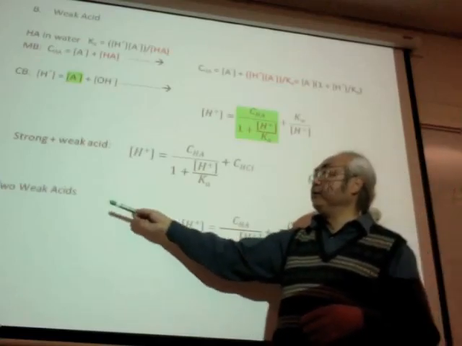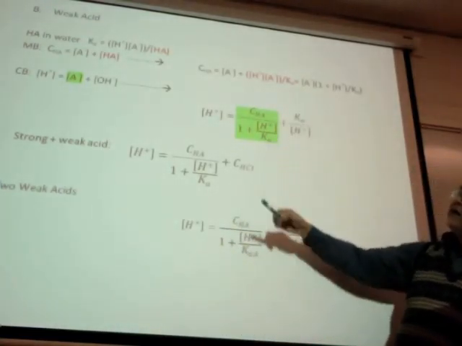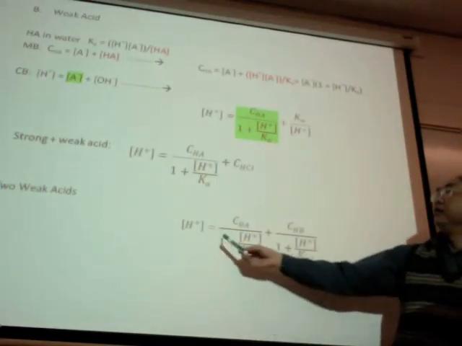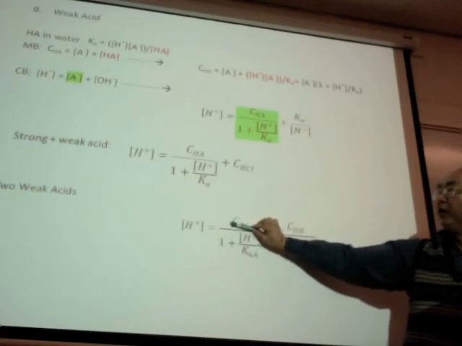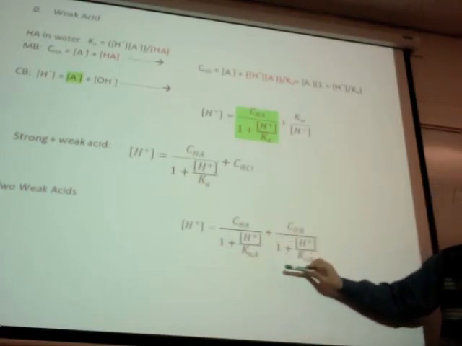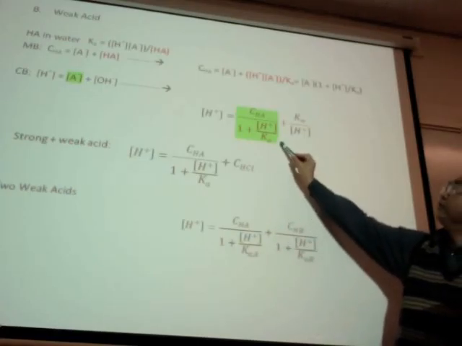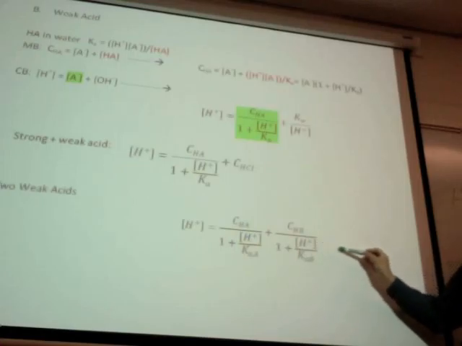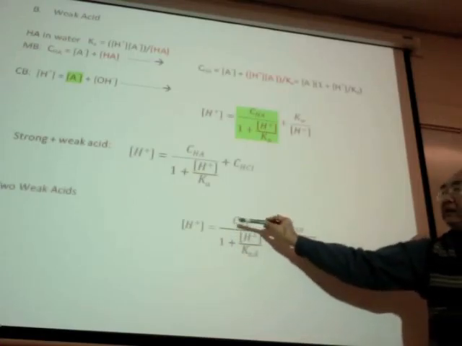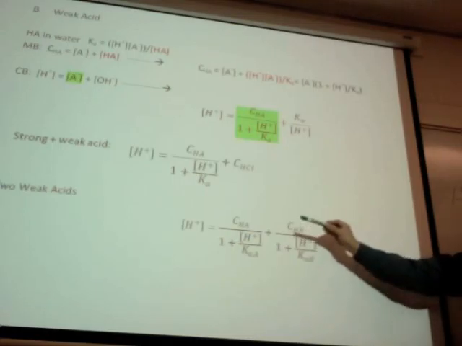Now what about if you have 2 weak acids? Then you go through a similar derivation. Then the total proton will be the contribution from 1 weak acid plus another weak acid. So each weak acid will give you this expression, and so on and so forth. So this is a universal formula for the case.